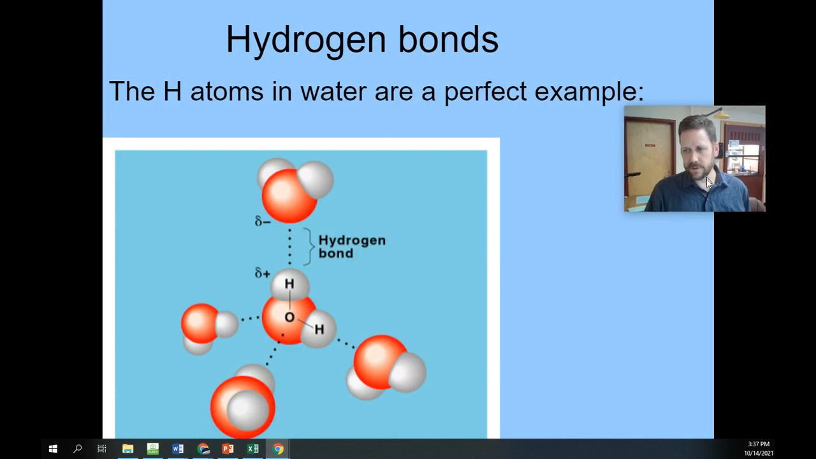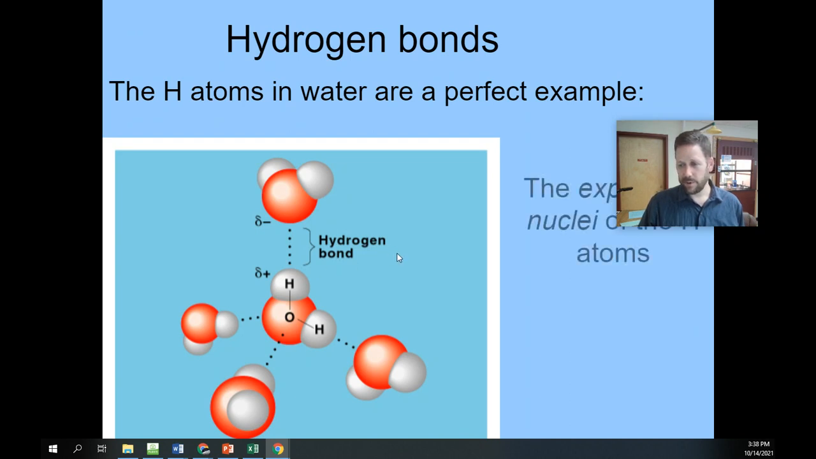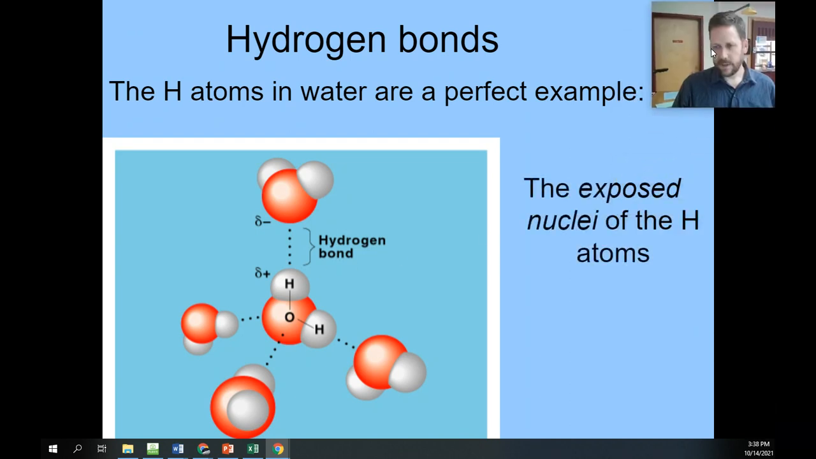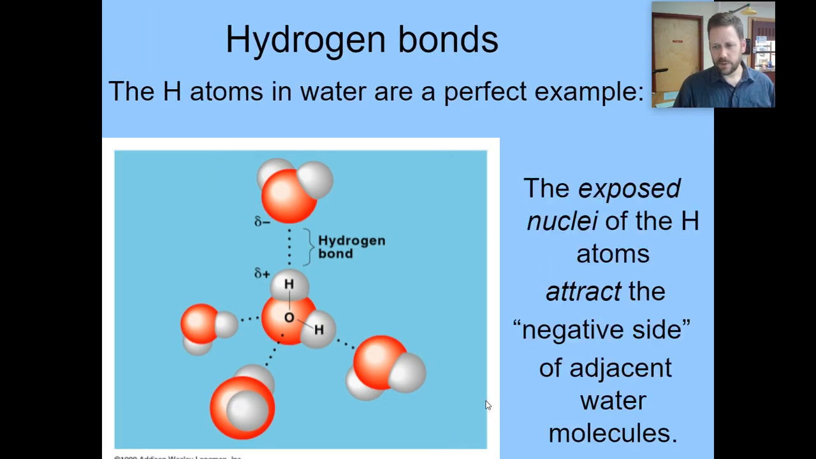So water is often given as an example of hydrogen bonding, and it's a perfect example. Of course, lots of phenomena about water are due to this very strong intermolecular force operating. Its high boiling point, its viscosity, its high specific heat capacity. But it really is about the exposed nuclei of those hydrogen atoms. Remember, hydrogen only has one electron. And if it's sharing that one electron with very greedy, very electronegative oxygen, then there's not going to be very much electron density over here.